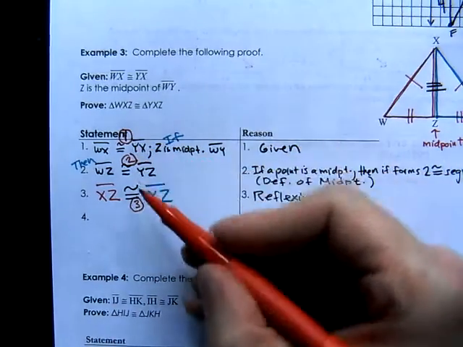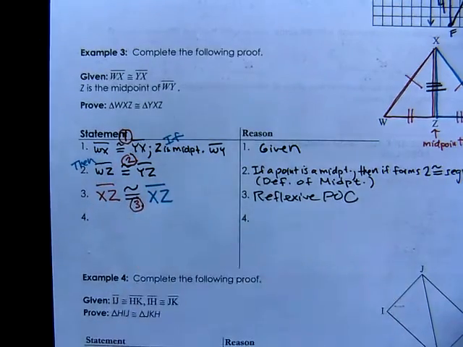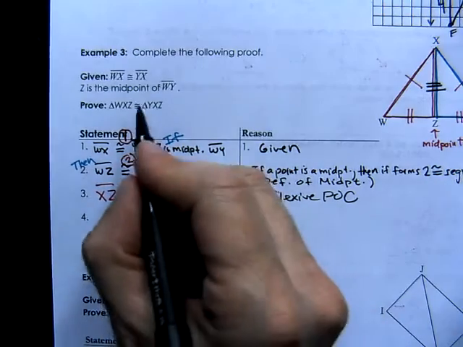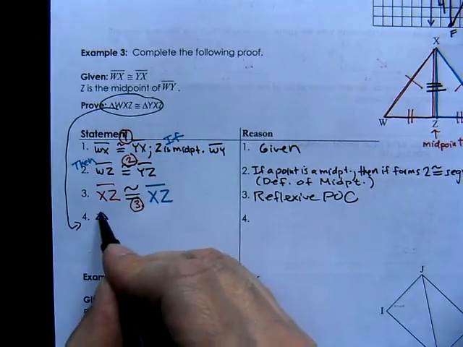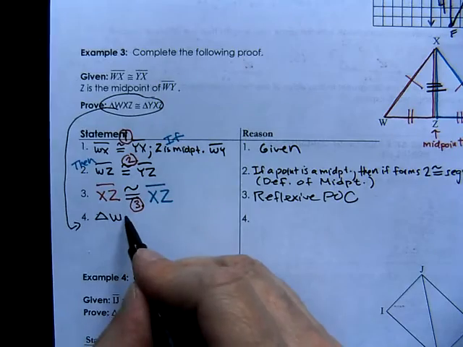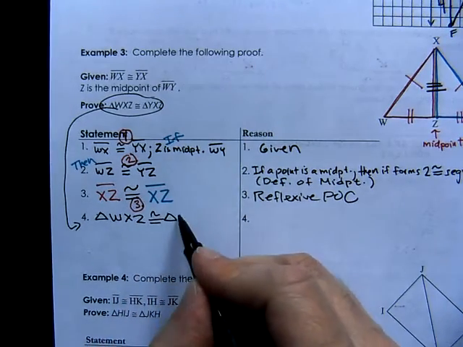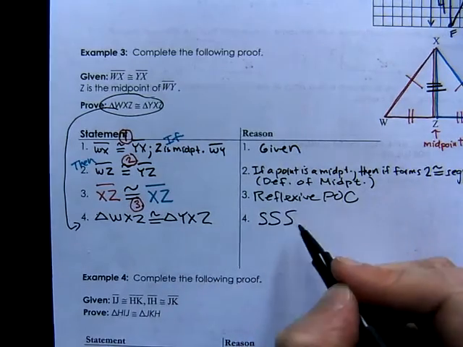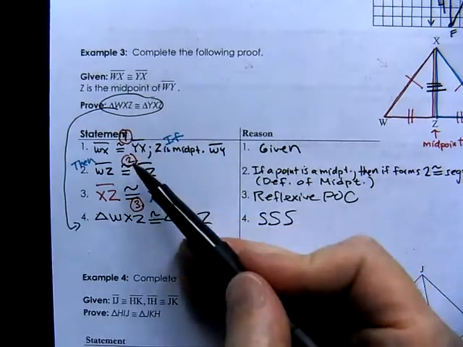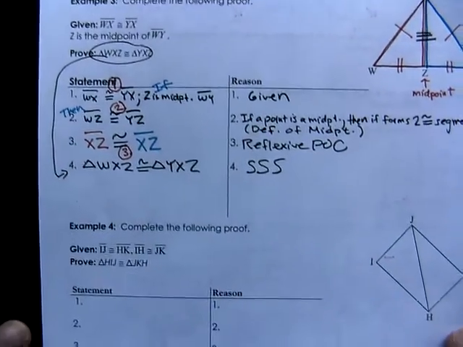Once you get all 3 pairs of sides written down by their name, that's when you know the proof is done. That is to say, the final goal of what we're trying to prove can now be declared as true. Triangle WXZ is congruent with triangle YXZ. How do we know? By the side-side-side congruence postulate, because we have 1, 2, 3 pairs of congruent sides. That was a 4-step proof.